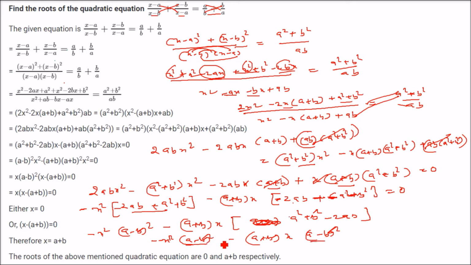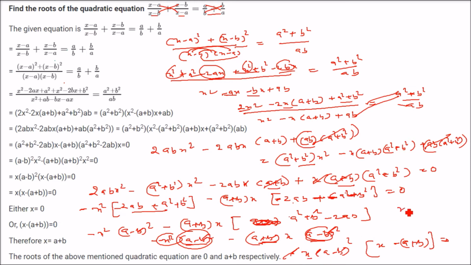Now take (x minus a minus b) whole square common from both of these. You can take minus (a minus b) whole square, and x also. So we are taking x (a minus b) whole square common, minus also you can take. What do you get? Here you get only x, and here you get minus ab, a plus b, minus a plus b. Minus goes, it doesn't matter.